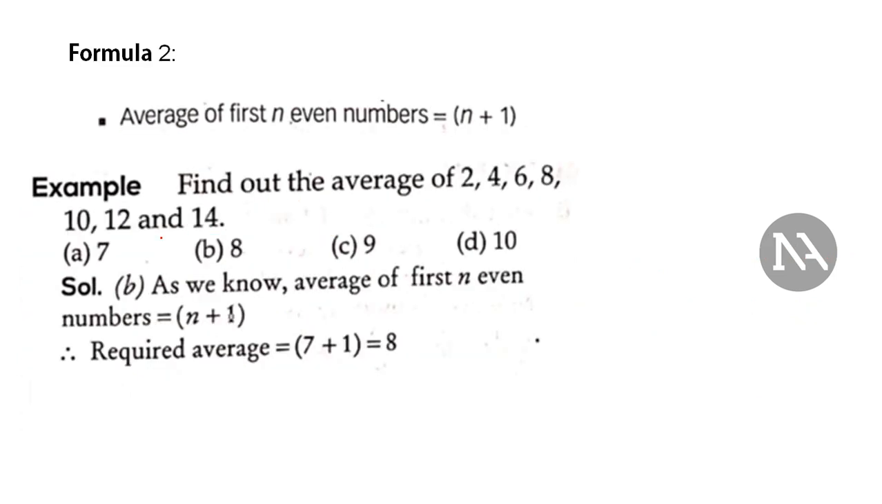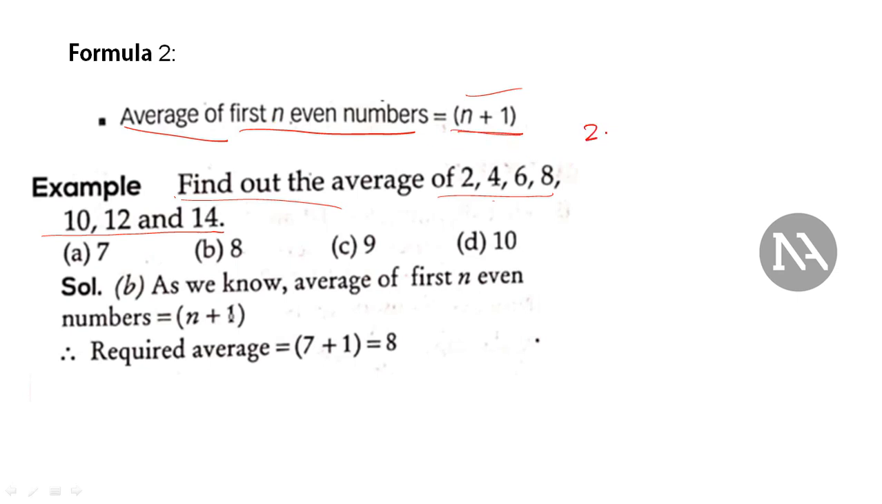Then next, formula 2. The average of first n even numbers is equal to n plus 1. Again, n is the number of data you are going to add. Here I am going to find out the example. In the example they are asking to find out the average of 2, 4, 6, 8, 10, 12 and 14. These are the even numbers. So to find out the average for even numbers, we can easily use this formula.